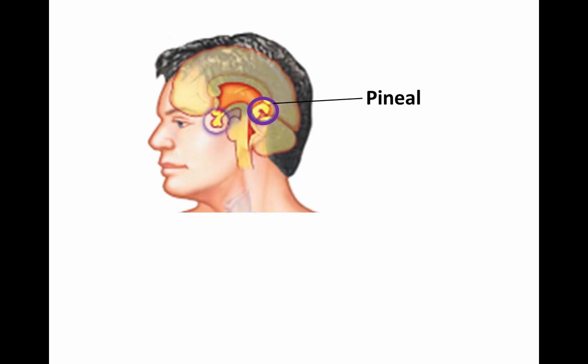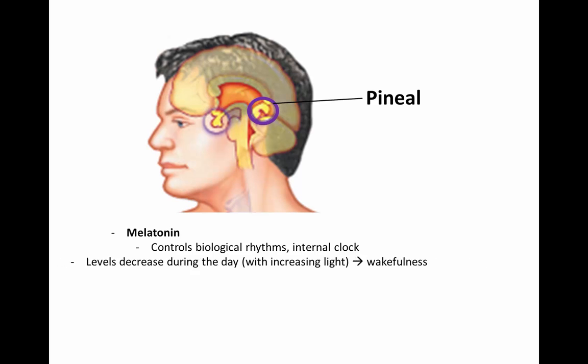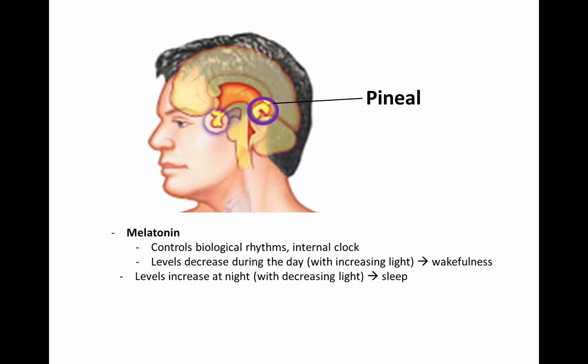The pineal gland is a pine cone-shaped gland located on the posterior side of the brain. The most important hormone released is melatonin, which is thought to control biological rhythms, serving as an internal clock. Levels decrease during the day with increasing light causing wakefulness. Levels increase at night with decreasing light causing sleep.